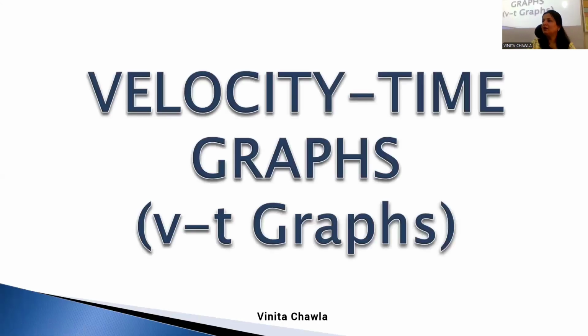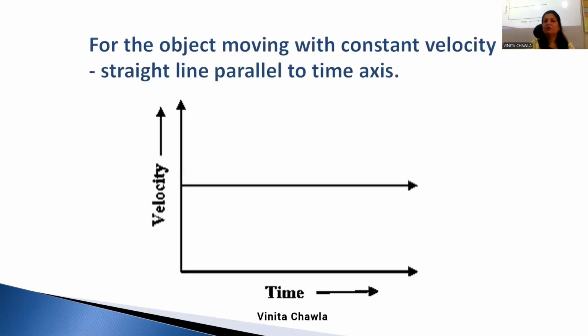Next we have velocity time graphs, VT graphs. For an object moving with constant velocity, we get a straight line parallel to the time axis, just as for the object at rest we had a line parallel to the time axis. Suppose the object is moving with a velocity of 10 meter per second. At time t equal to 0, its velocity is 10. After 1 second, the velocity is the same. After 2 seconds, again the velocity is the same. It is not changing at all.